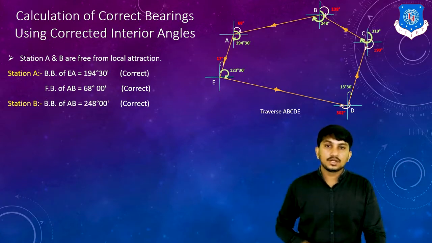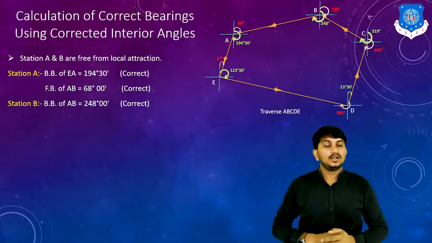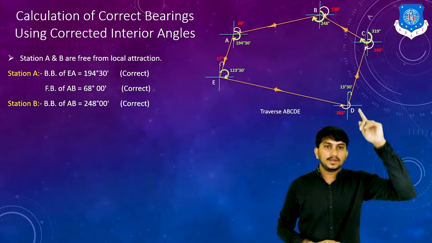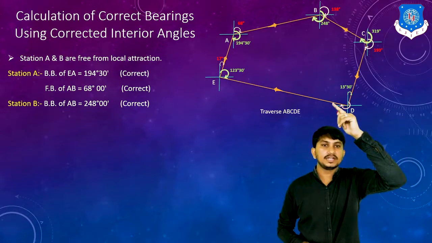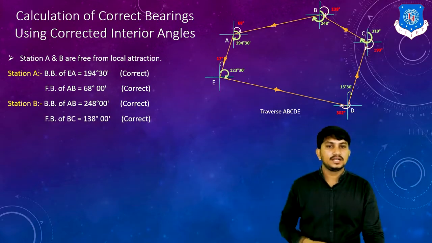Station B is also free from local attraction. So readings taken from station B are also corrected. In station B there are two readings taken: BB of AB, which is 248 degrees, which is corrected, and FB of BC, which is 138 degrees, is also corrected.